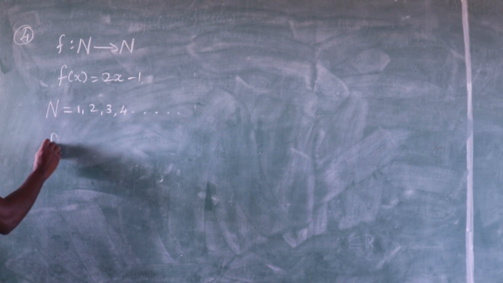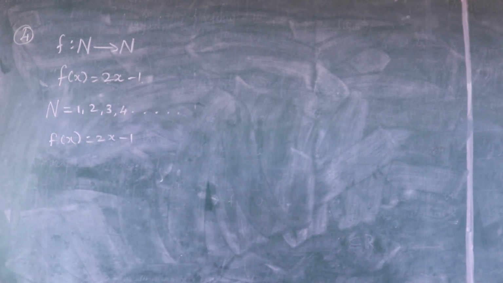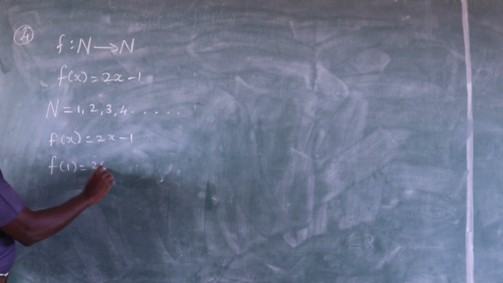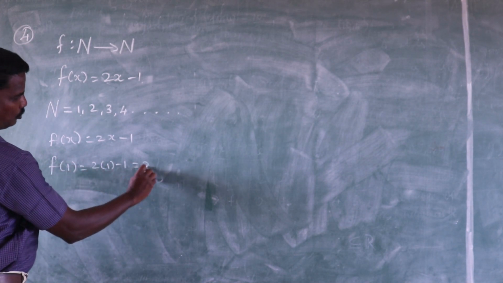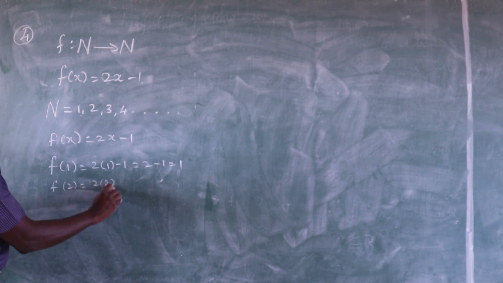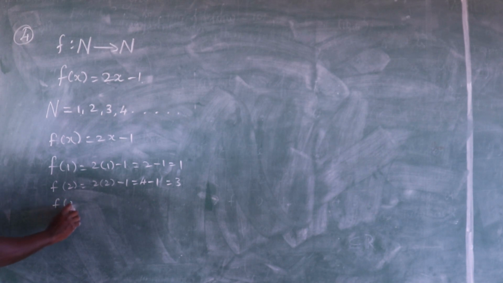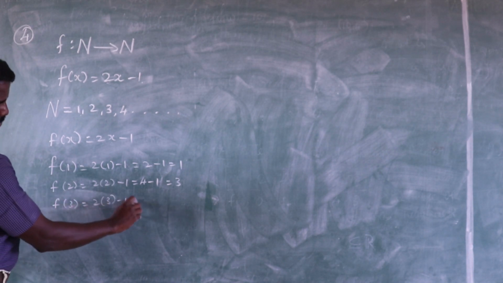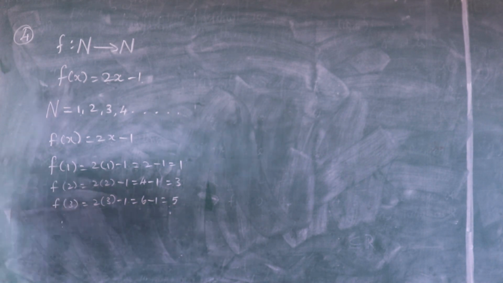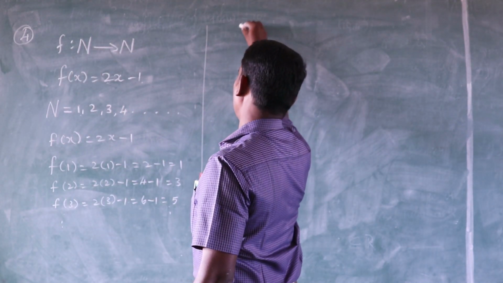Okay, here f of x is given as 2x minus 1. So in place of x, we replace the values. So f of 1 is 2 into 1 minus 1, equal to 2 minus 1, equal to 1. F of 2 is equal to 2 into 2 minus 1, is equal to 4 minus 1, 3. F of 3, 2 into 3, 6 minus 1 is equal to 5. That's enough, and so on it continues. So we can draw an arrow diagram for this one.